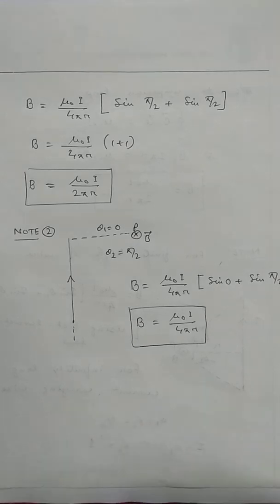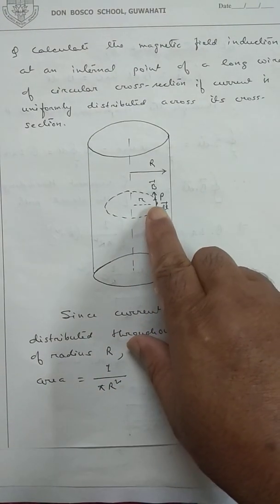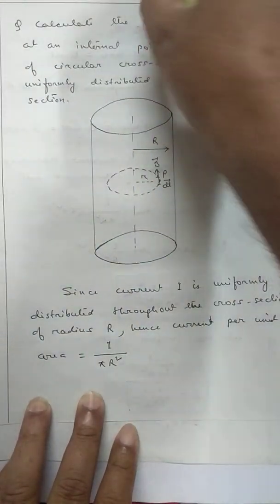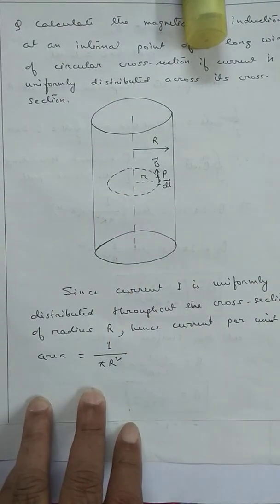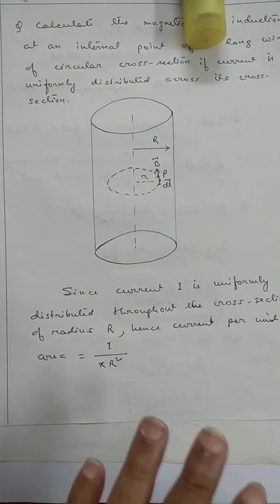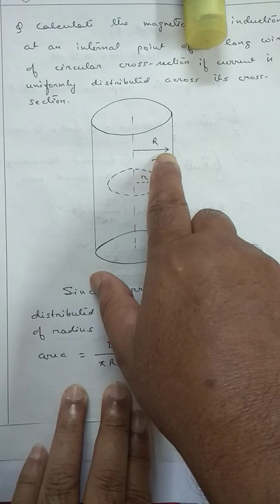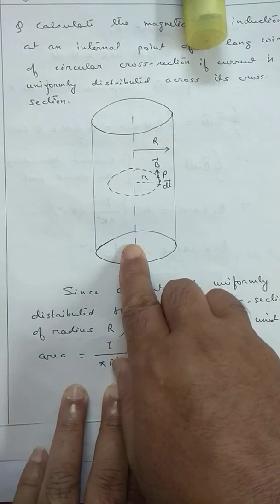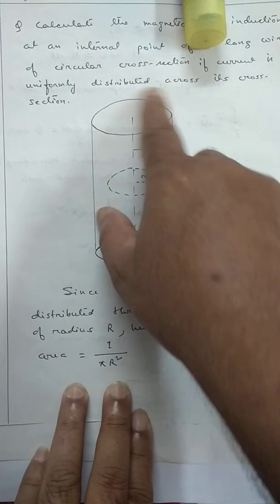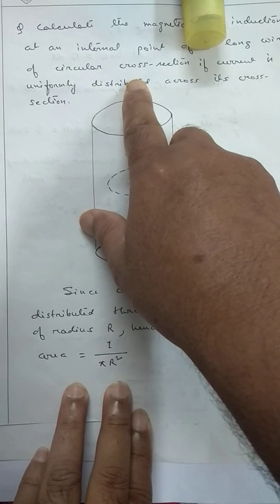But sometimes another question comes, and they say find the value of magnetic field induction at an internal point, if the wire is a thick wire. In the previous case, we took a wire of negligible thickness. But in this case, they say that the wire is a thick wire having radius capital R. So here is the assumption. If we assume that the current is uniformly distributed throughout the cross section of this thick wire, then we can find out magnetic field induction at an internal point.